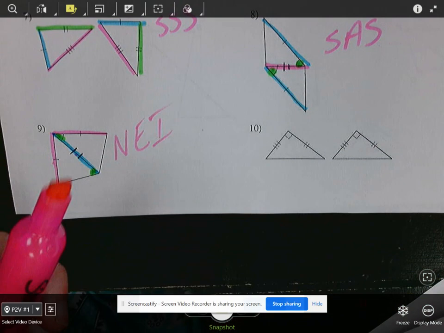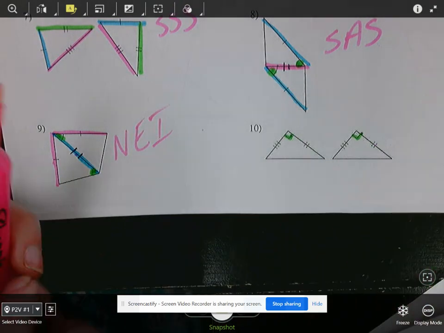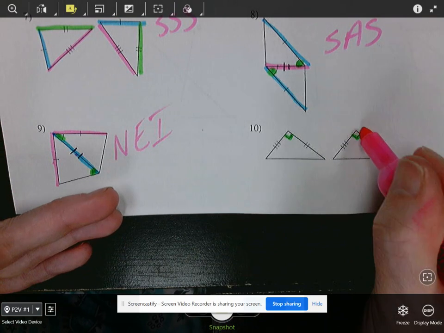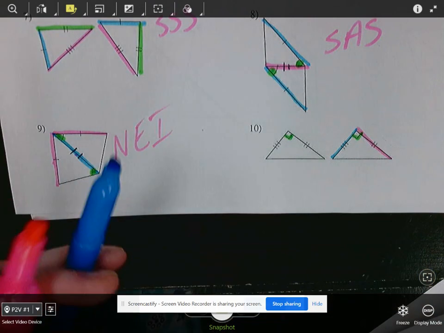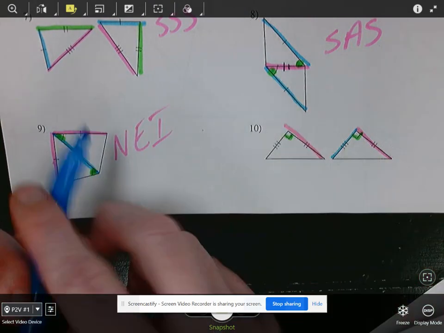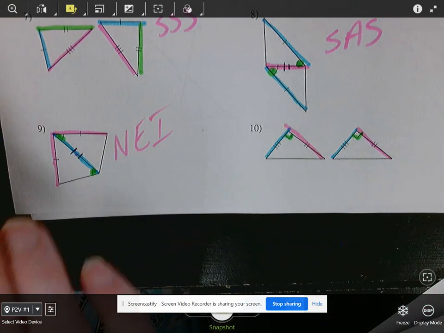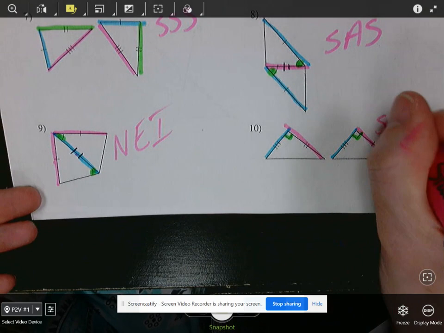Okay. And number 10, I can tell that these 2 angles are congruent because they're both 90-degree angles. So this would be side, angle, side, and then make sure they have the same number of marks, 2 and 2, side, angle, side. And so I can use side, angle, side there.